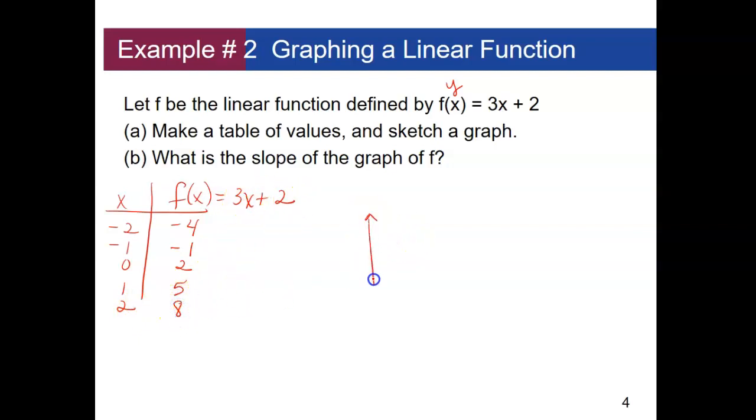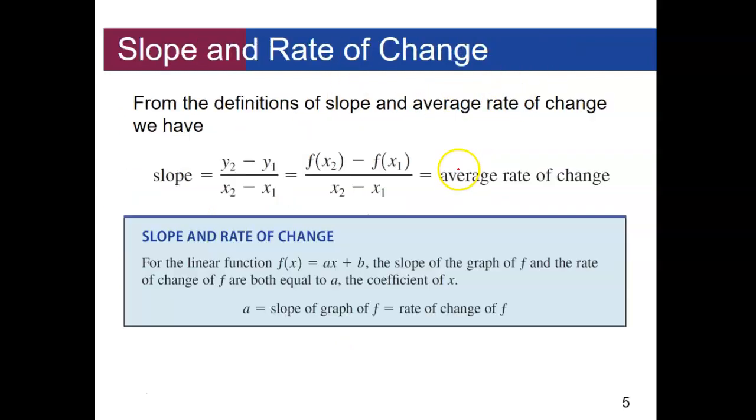Okay, so then I can plot my points. And again, I apologize for not being able to draw nice straight lines here. So negative 2, negative 4; negative 1, negative 1; 0, 2; 1, 5; and 2, 8 is going to be up here. And if we connect these, which is going to be hard for me to do in a nice straight line, but if we connect these in a straight line, then that's the line that represents our function. Obviously, you can do these on your calculator as well, so that's fine.